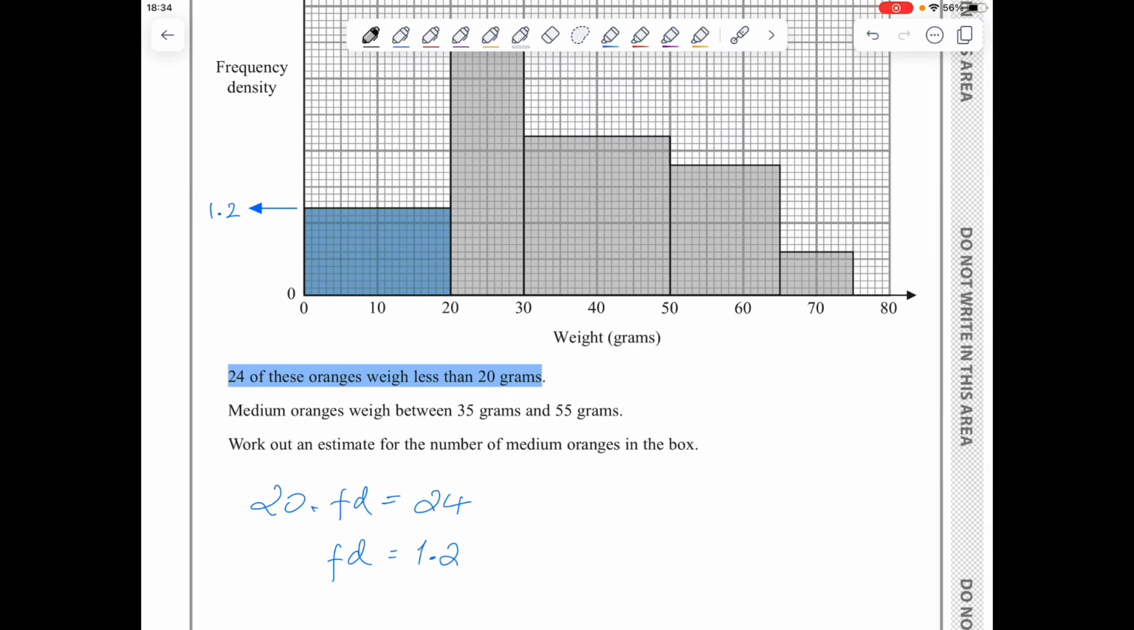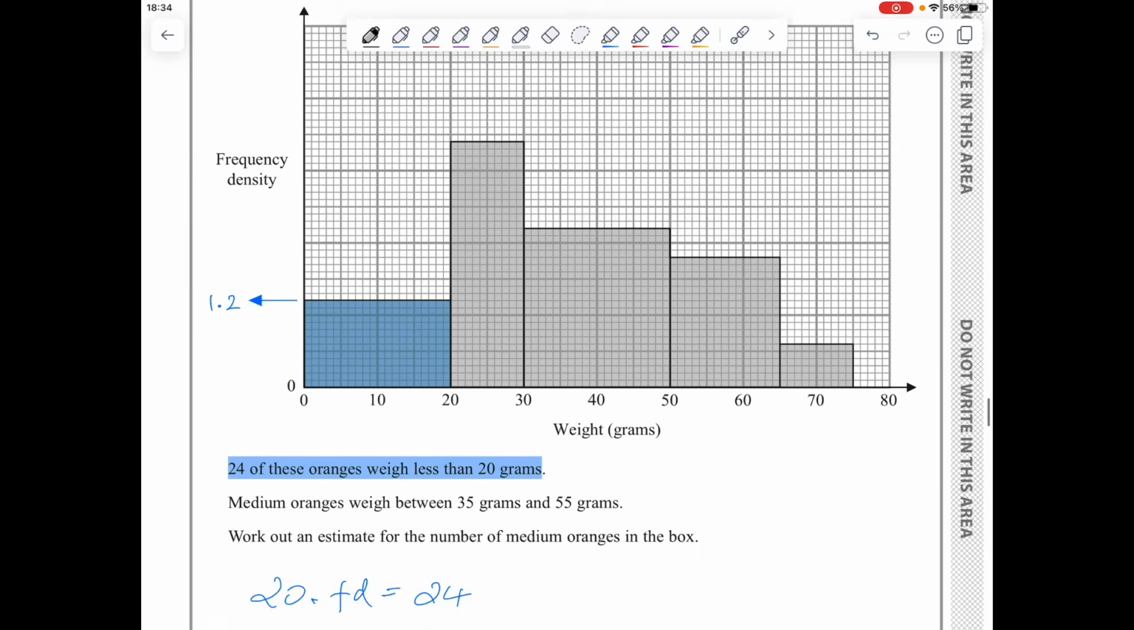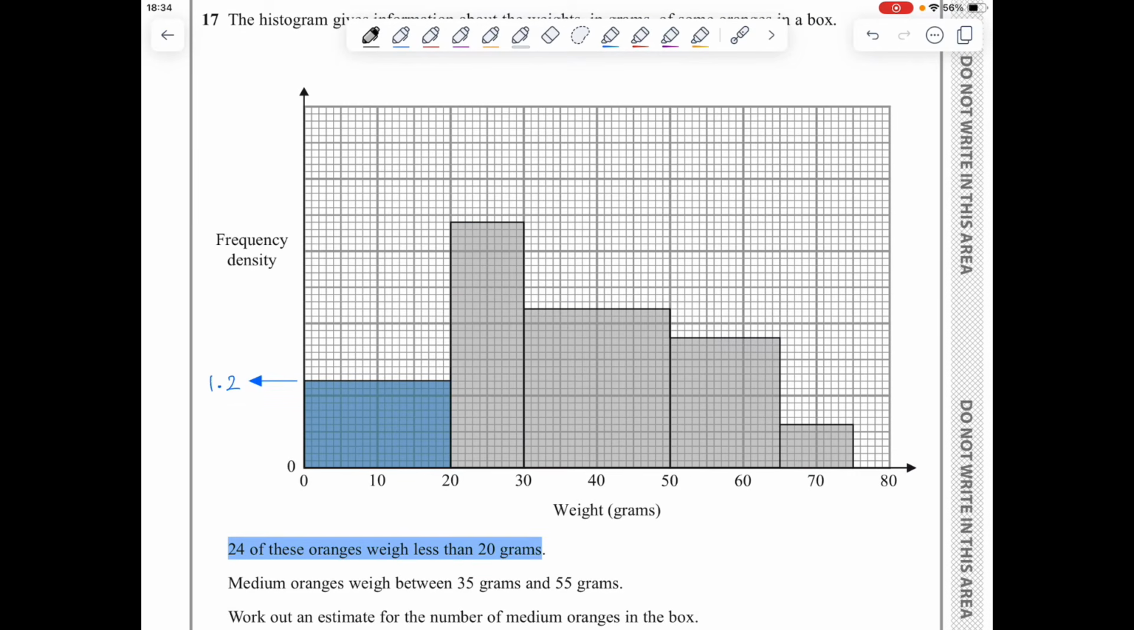Now that I know that 12 small squares correspond to a frequency density of 1.2, I can go on and complete the scale on the vertical axis. So I've got 1, 2, 3, 4, and 5. And I'm asked to find an estimate for the number of medium oranges in the box. Medium oranges are ones that weigh between 35 and 55, and the region between 35 and 55 is the following.